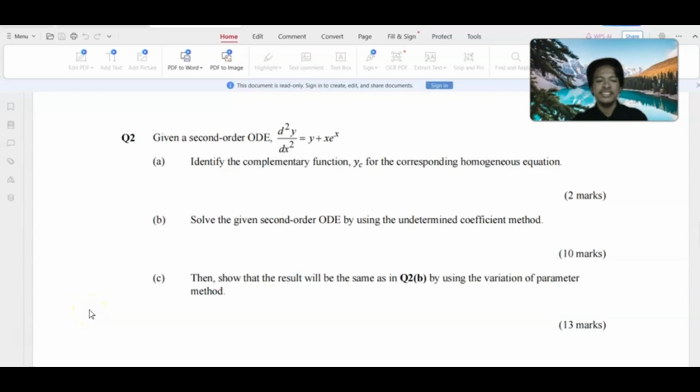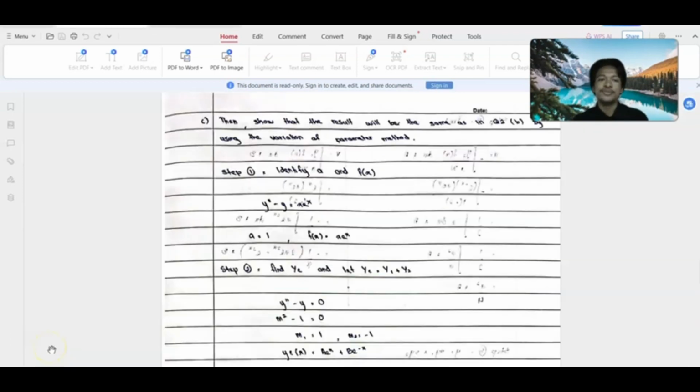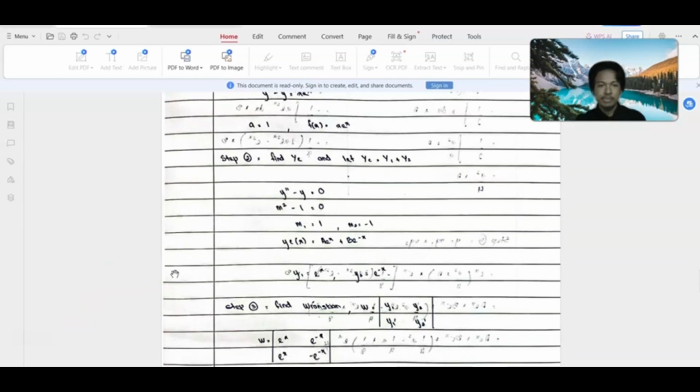And the last question is to show that the result will be the same as in question 2B by using the variation of parameter method. First, for the first step, we need to identify a and Fx. For the a, we get 1 and the Fx is x e power of x. Step 2, we need to find YC and let YC equal y1 plus y2. For the y1, we get e power of x and y2, I get e power of negative x.